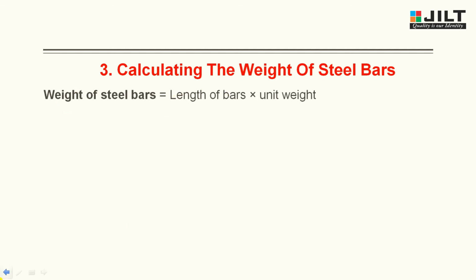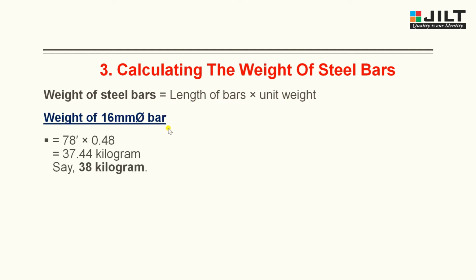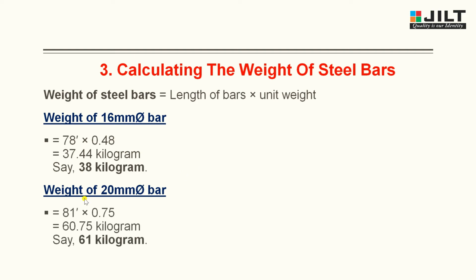The last step, calculating the weight of the steel bar, is nothing but length of bars into unit weight. So for the weight of the 16 bar, we have got 78 feet, and the unit weight of the 16 diameter is 0.48. Simplifying, the answer is 37.44 kilogram, which is approximately 38 kilogram. Similarly, for the 20 bar, we have got the value of 81 feet. The unit weight of the 20 bar is 0.75. If you simplify this, it is 60.75 kilogram, nearly 61 kilogram. So the weight of the 20 bar is 61 kilogram.